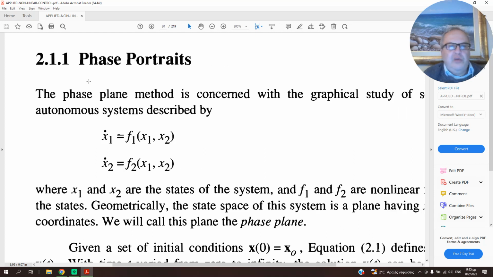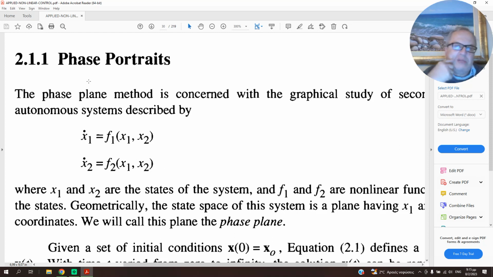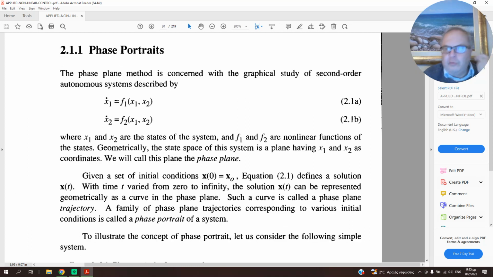system of two variables, x1 and x2, a nonlinear system of two variables. This nonlinear system of two variables is described by these two differential equations. You have here these two differential equations where x1 and x2 are the states of the system. I told you to make a repetition in the control systems theory. x1 and x2 are the states of the system, and f1 and f2 are nonlinear functions of the states.